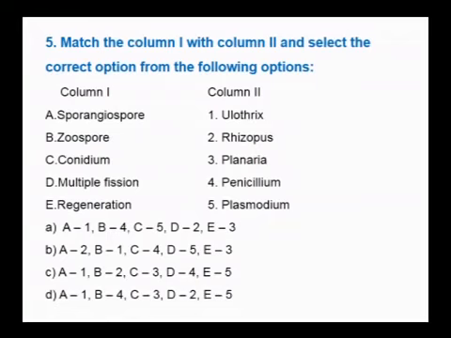Sporangiospores can be seen in the phycomycetes like Rhizopus. So A goes with 2. So B is the answer. Zoospore, an alga like Ulothrix. Conidia, you already know, can be seen in penicillium, which belongs to ascomycetes and also deuteromycetes. Multiple fission can be seen in planaria.